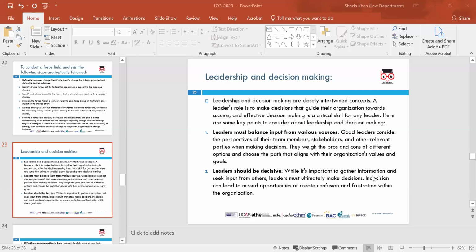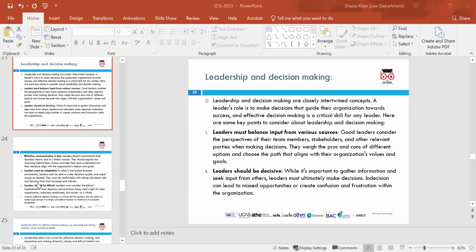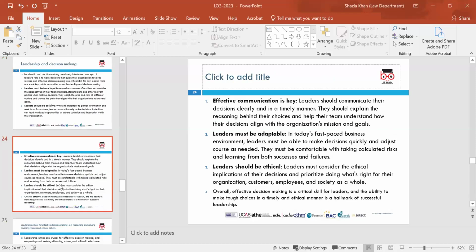Whilst it's important to gather information and seek input from others, leaders must ultimately make decisions, or it can lead to missed opportunities or create confusion. So a leader must be an effective leader as well. Effective communication is part of leadership skills. Making sure that you're communicating everything to your employees in a timely manner is a huge part of the leadership role, and putting it into practice by talking and communicating with your employees. Leaders must be adaptable.